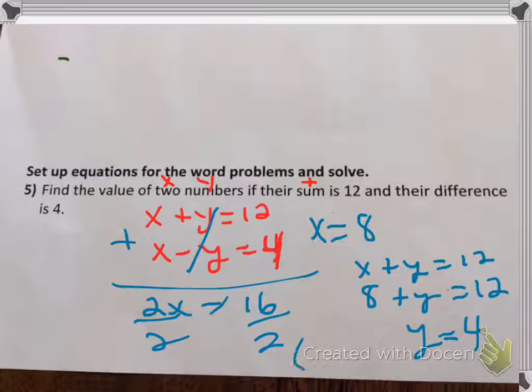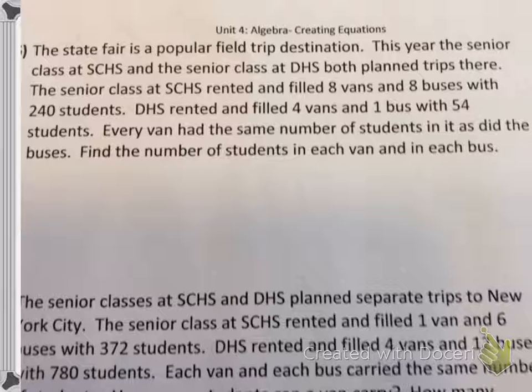So my ordered pair solution would be (8, 4). All right, this next word problem has a ton of words in it. We're going to just kind of not worry about the words and see if we can find the math in there. So it says the state fair is a popular destination, and I say, like, who cares? Like, that doesn't mean anything to me.